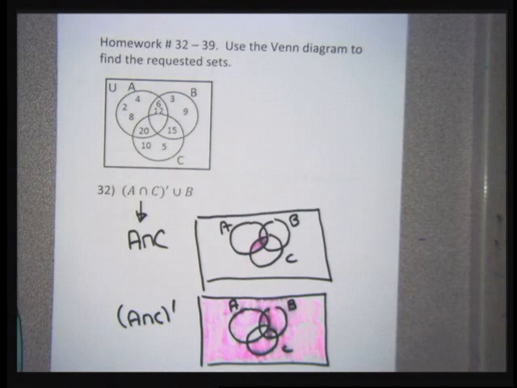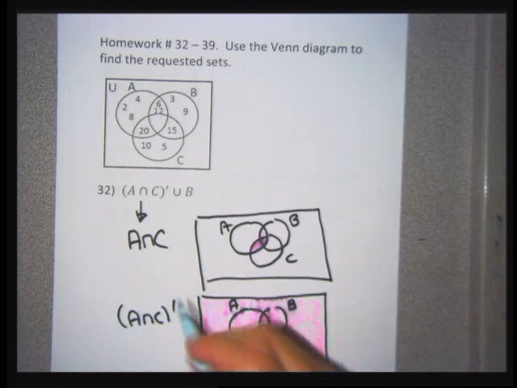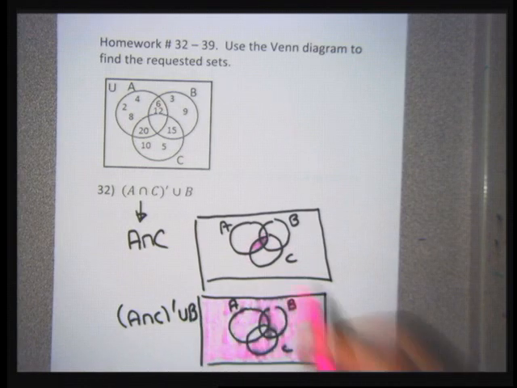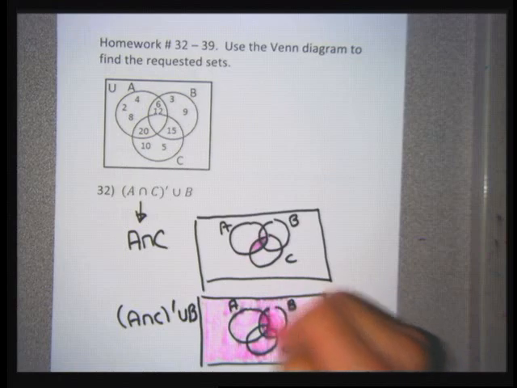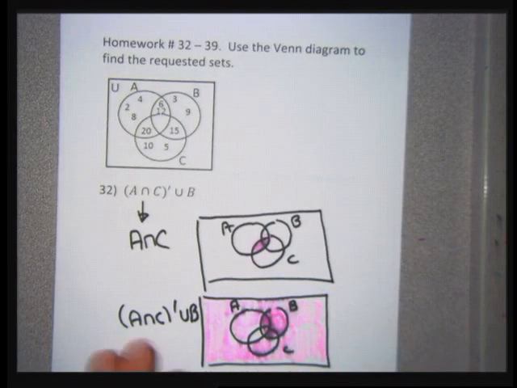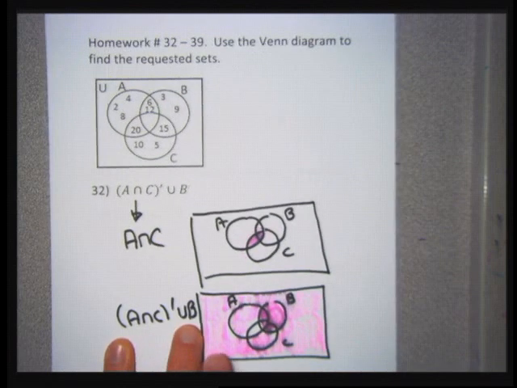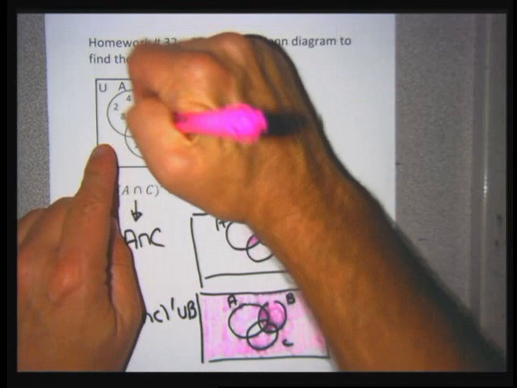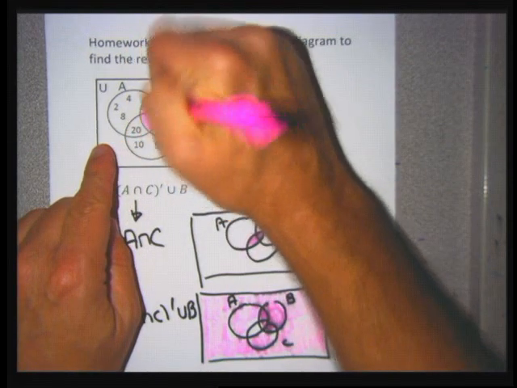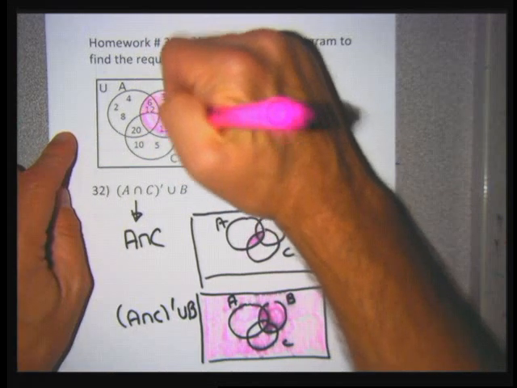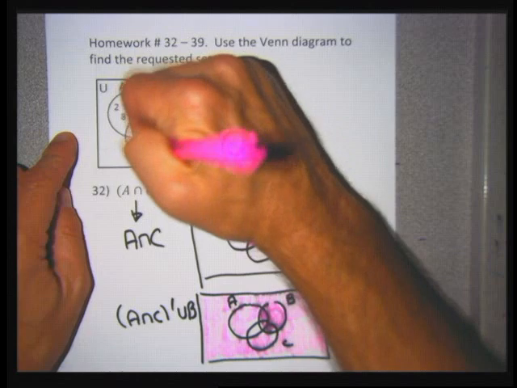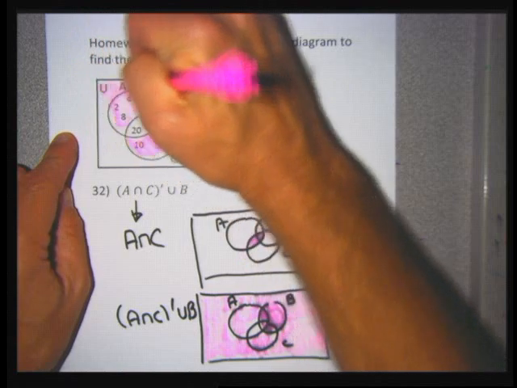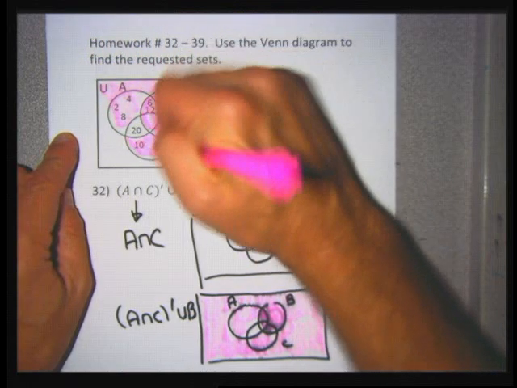And now I need to union this with B. So to union this with B, I can do it right on this graph in one color. And now I'm going to just shade in the whole B circle. Anything that's shaded from the A intersection C prime or from the B needs to be part of my shading. So the only region that's not shaded is where this 20 is. So the graph that I'm going to have for A intersection C prime union B is going to have everything shaded but that region with the 20.